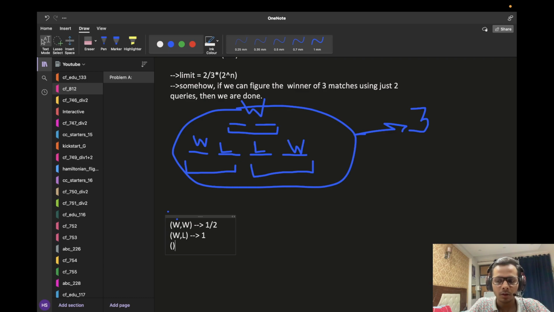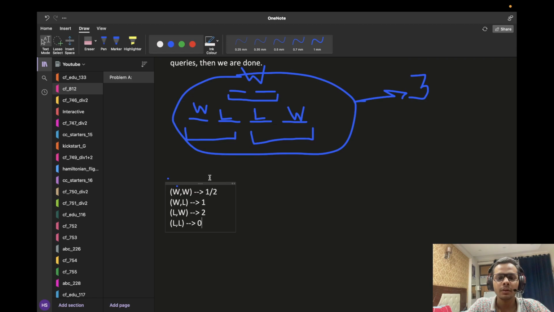Okay, cool. Now we can have the exact opposite case, LW. This is the exact same case, so the answer will be 2 here always, right? And the fourth case is LL. We pick a loser from the first game and a loser from the second game, and in this case both of them will win exactly the same number of matches, so the answer will be 0. So these are the 4 cases that we have.